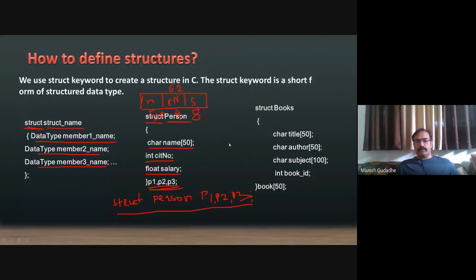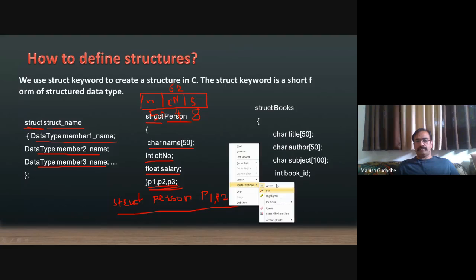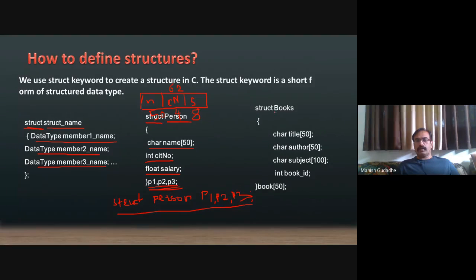Another example in the same. A structure by name books is defined, which is having three character arrays. One is title, another is author, and another is subject. So 50 plus 50 plus 100, 200, plus an integer, maybe of 4 bytes. So 204 bytes it is going to take.